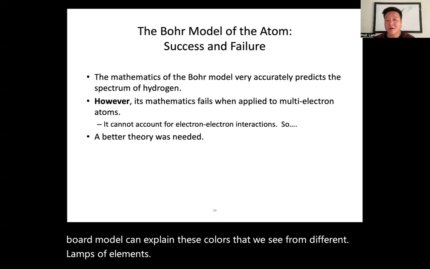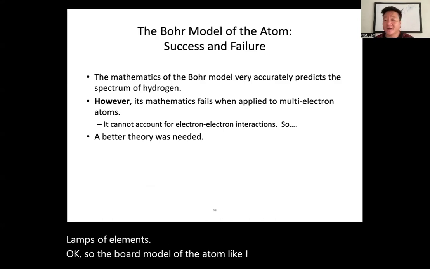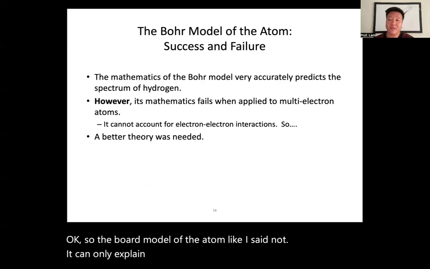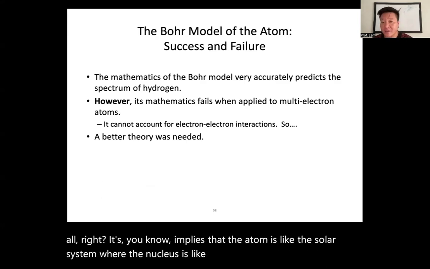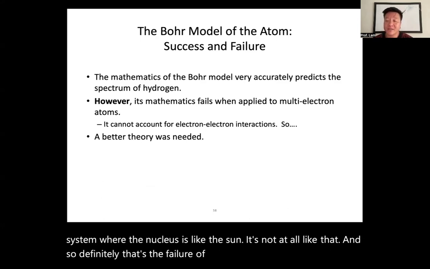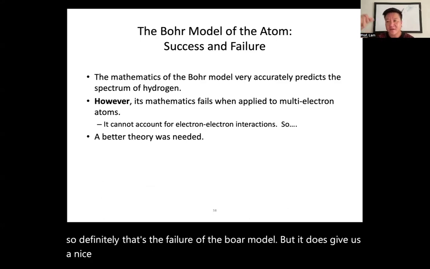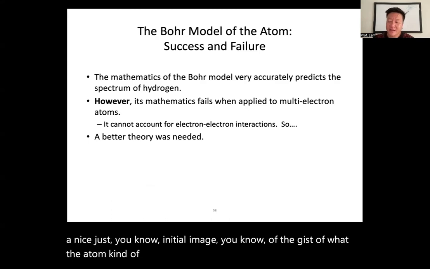So the Bohr model of the atom, like I said, can only explain it for hydrogen, and it's not accurate at all. It implies that the atom is like the solar system, where the nucleus is like the sun. It's not at all like that. So definitely that's the failure of the Bohr model, but it does give us a nice initial image of the gist of what the atom kind of looks like.